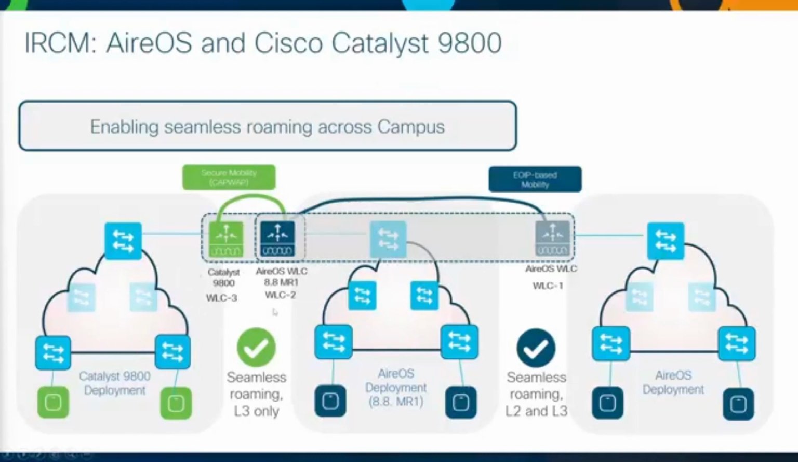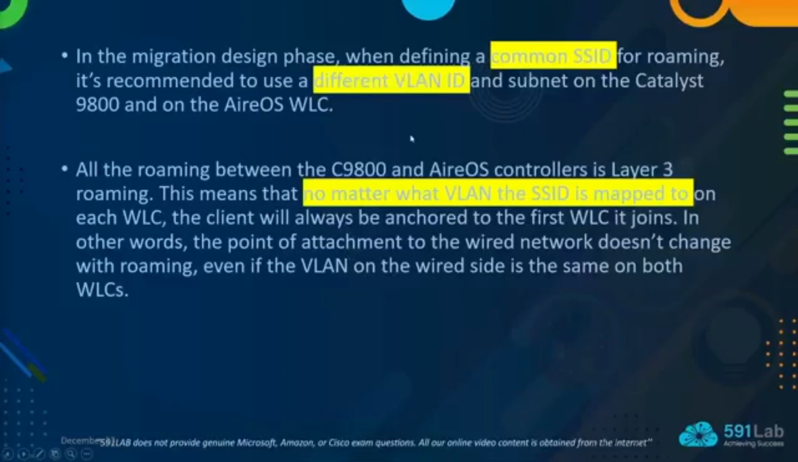When we have roaming between different models, a newer one and an older one, it is called IRCM, which is Inter-Release Controller Mobility, between the two of them. So let's see what Cisco has to say about when we need roaming in such a scenario.